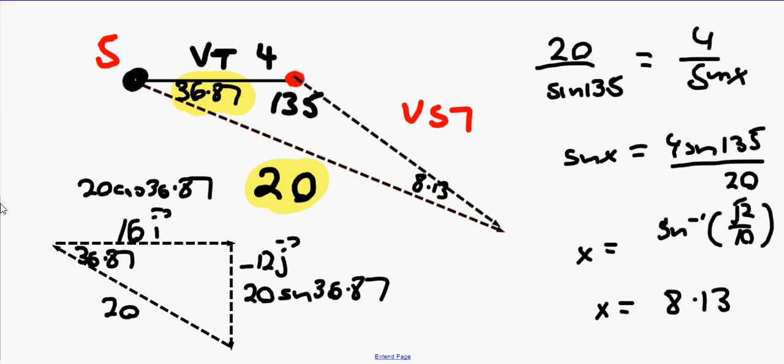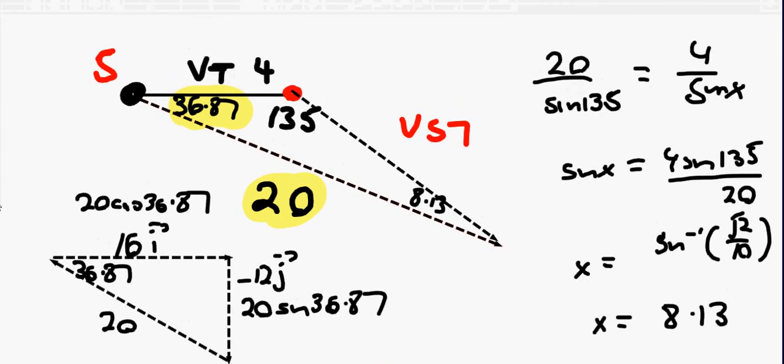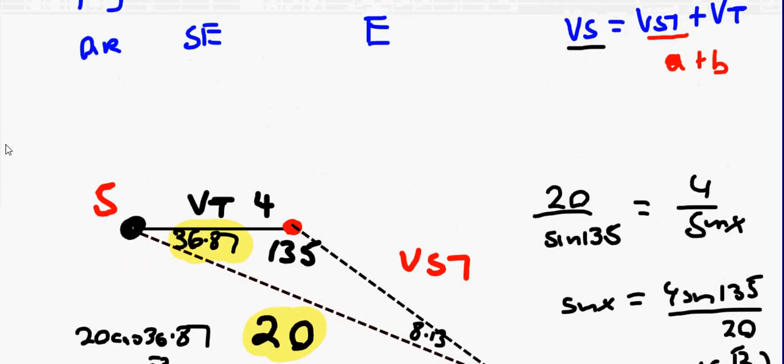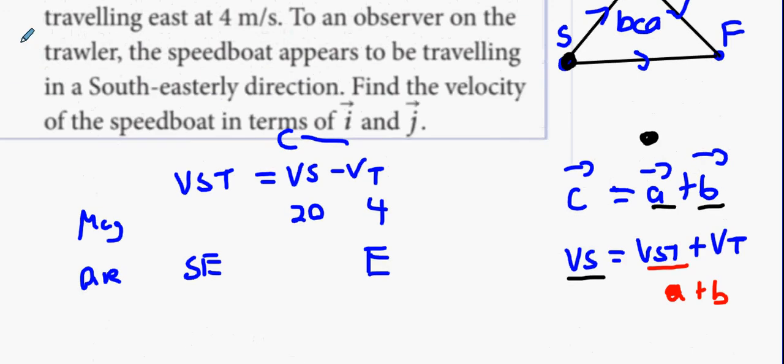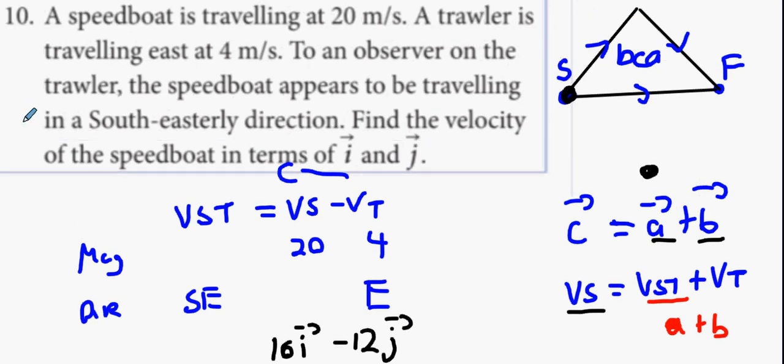Did anybody get it a different way, or have a different method? Yeah. What method did you use? I said the I component of the speedboat squared plus the J component squared is 20 squared. Oh, lovely. So you actually did one simultaneous, one linear, one quadratic. Yeah. Might just actually do that now. I think it's probably a good way of doing it as well. All right.